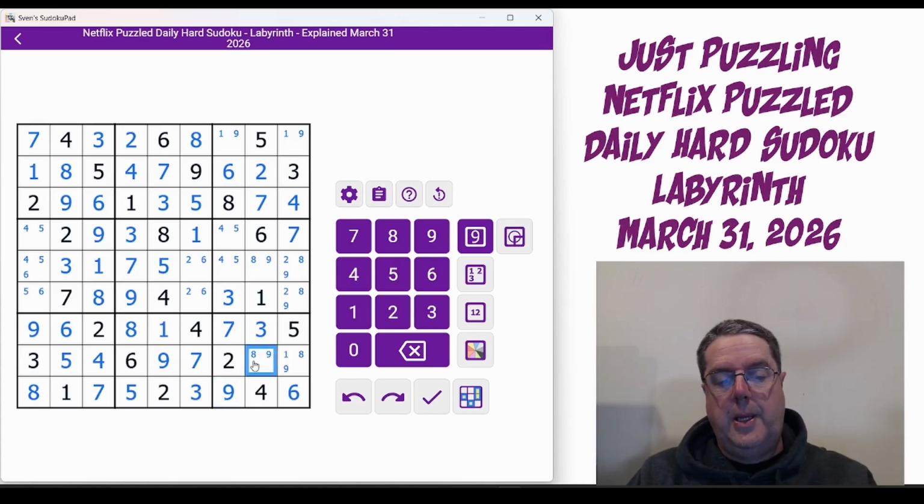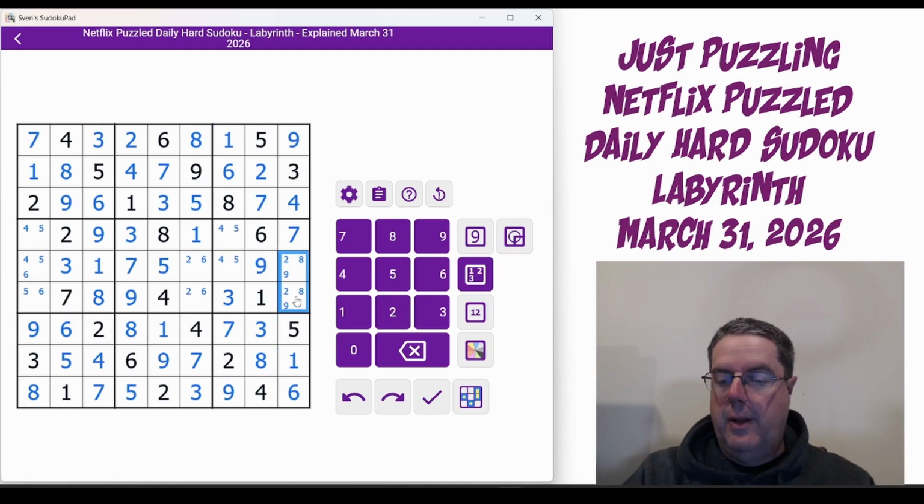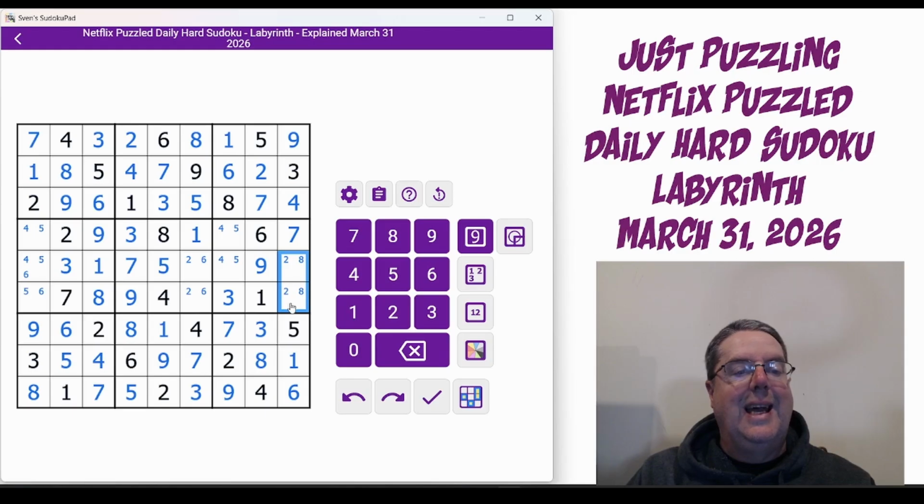Alright, so 9 can't be here, leaving this to be an 8. 8 and 9 can't be here, leaves this to be a 1. Okay, 1 comes up here, so this can't be a 1 up here, so this is a 9, leaving this to be a 1 here. 8 can't be there, so this has got to be a 9 here, and we'll get rid of the 9 out of these two, so that's a 2, 8 pair there.